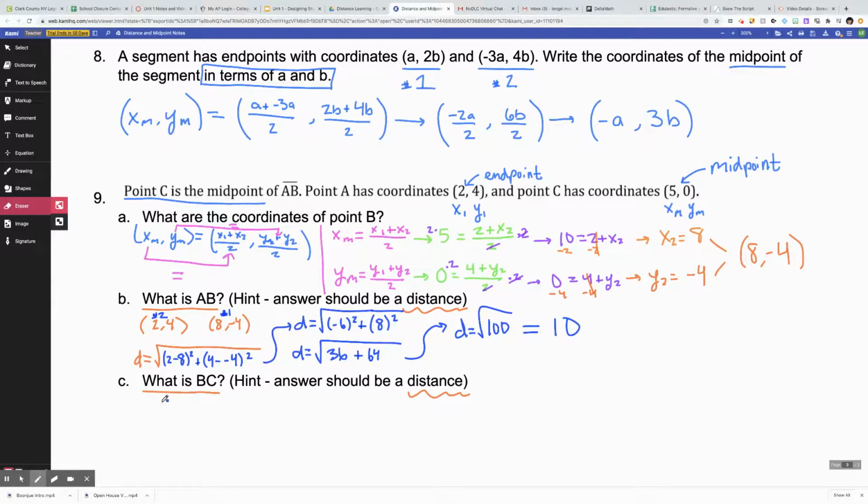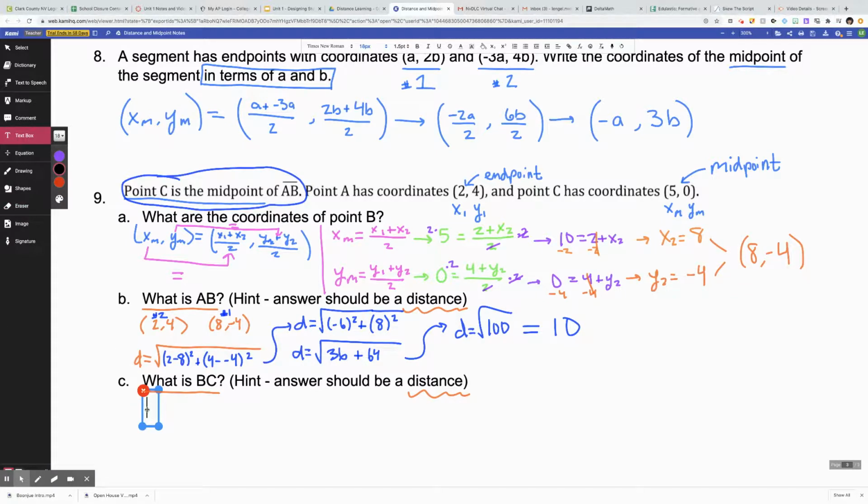Now, if we look at part C, it says, what is BC? So you could do this 2 different ways. You could plug points B and C into the distance formula and go through the exact same process that we did in part B, but I think there is a simpler way, because remember, C is the midpoint of AB. Okay, if it's the midpoint, whoops, hold on. Let me erase that. I'm going to do this a slightly different way so that I can do some typing.